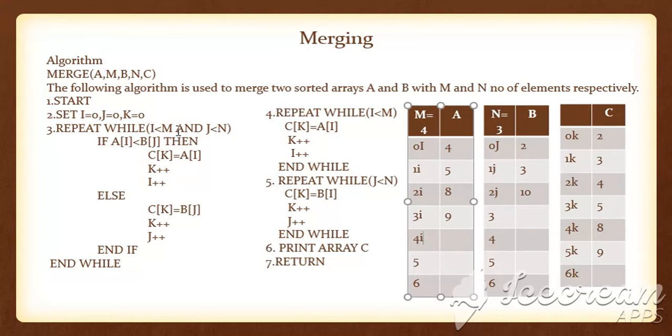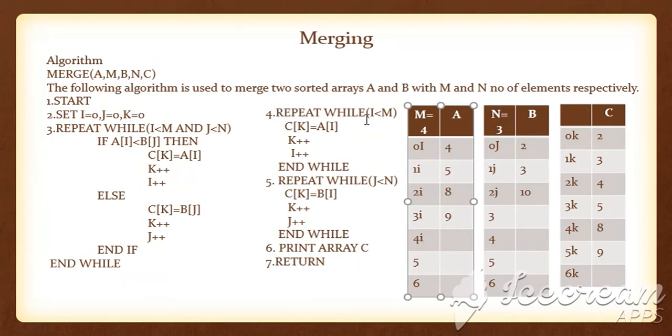4 less than 4. Here what happens? Condition becomes false. And as we have used and here, if any one of the conditions is false, the loop will not be continued. So the loop is terminated here and the control of the program is shifted to step 4. In step 4, we are checking whether there are any remaining elements in the array A.